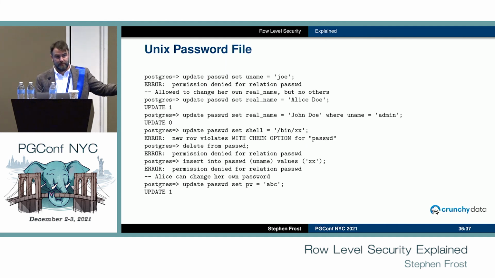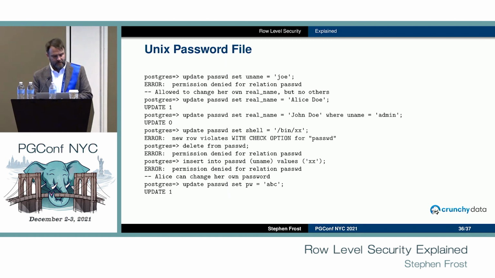I'm going to try to do an update, and the updated row is going to result in a uname of Joe. Actually, sorry, in this case I didn't allow column level access to uname. This could also have been a row level security failure, but in this case it's actually a column level access failure. Sorry for that. So trying to set username, Alice doesn't have update rights on that column.